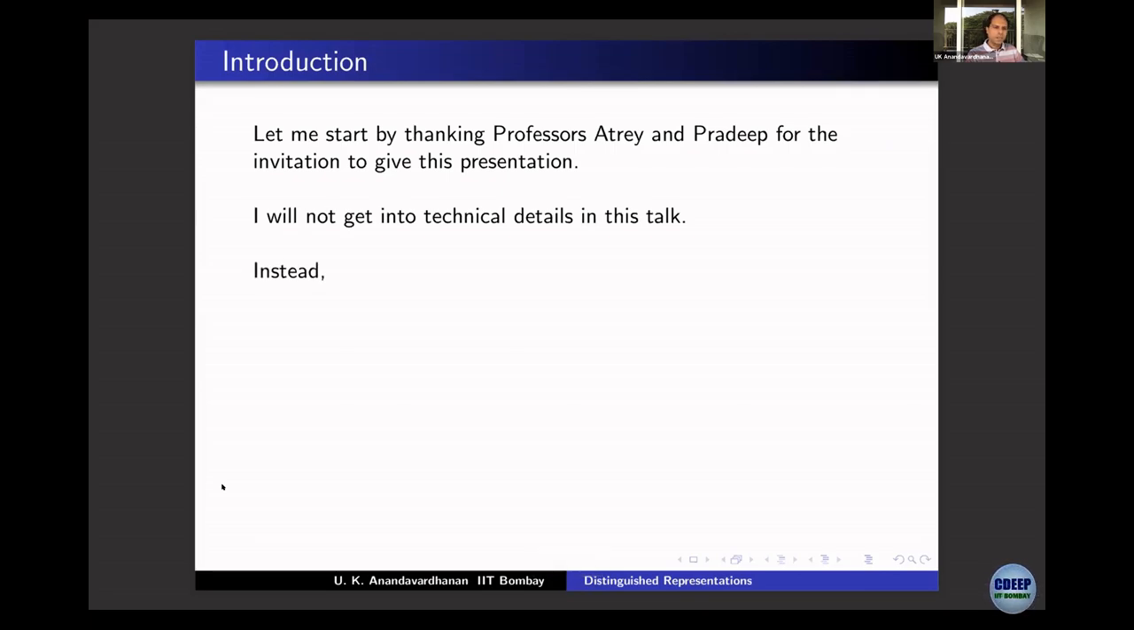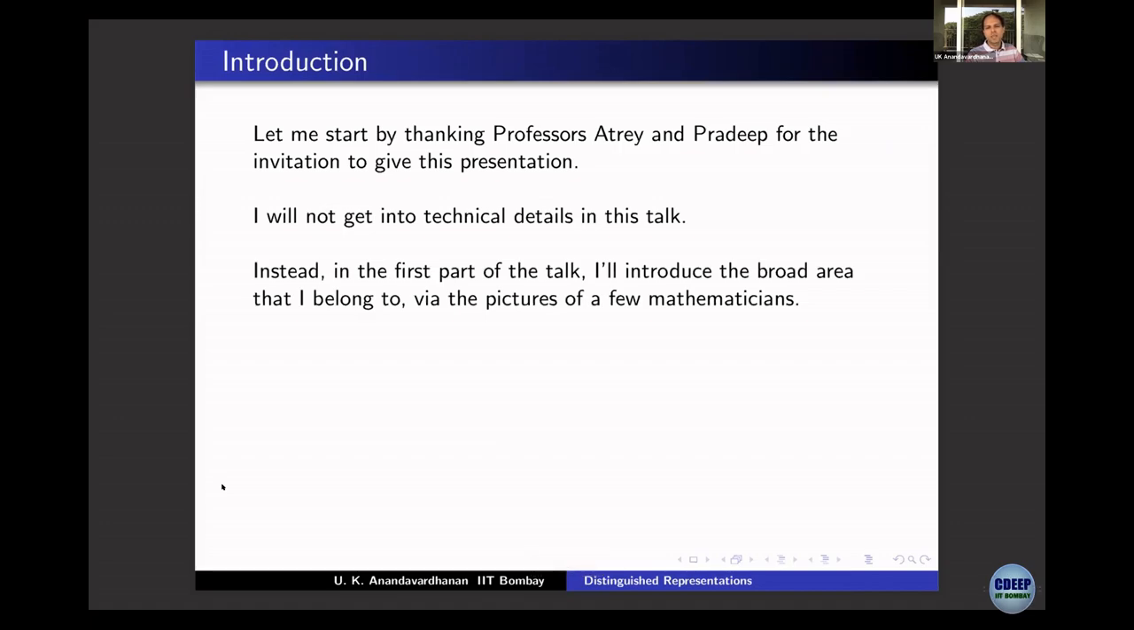Instead, in the first part of the talk, I will introduce a broad area that I belong to via the pictures of a few mathematicians. I have put some pictures and I will introduce some words without any further detail into those words. So this is what I will do in the first part.